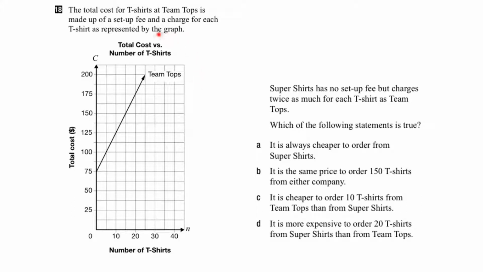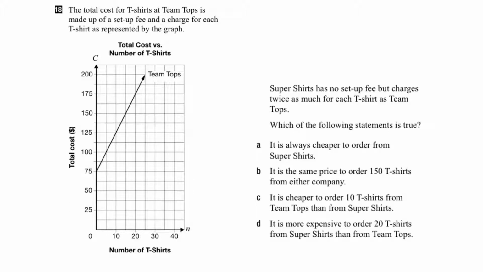In this question, we're given a graph that represents the total cost for ordering N number of t-shirts from a company called Team Tops. We're also given information about a competing company called Super Shirts and asked to determine which of these statements is true. To answer this question, we'll have to do a comparison, and the comparison will be based on the total cost equation.